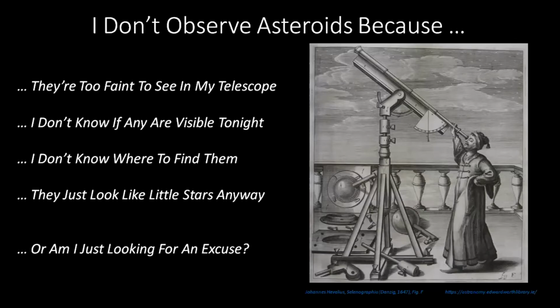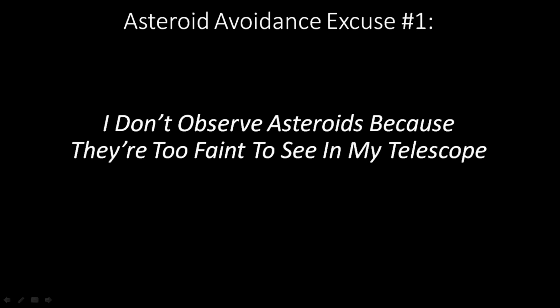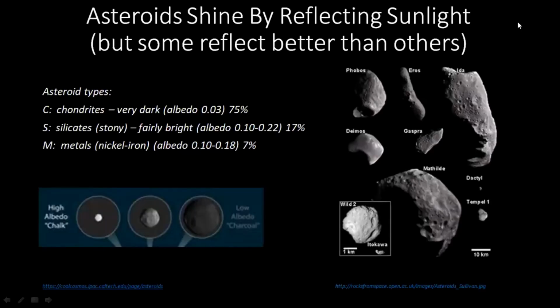And the fact is, are they just looking for an excuse? Well, let's look at those reasons and see how they stack up. So excuse number one, asteroids are too faint to see in my telescope. Well, you know, there's something to be said for that.